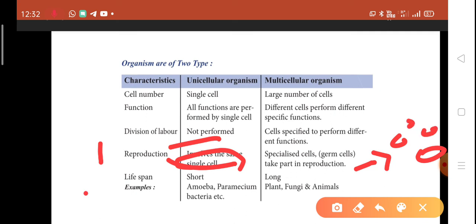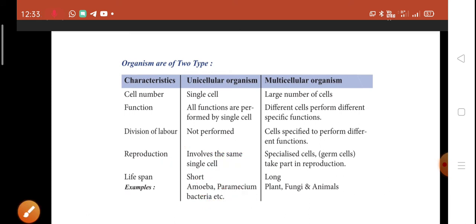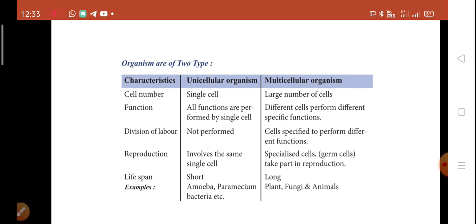Lifespan: this is a short time, and this is a long time. Our plants live a long life, animals live a long life, but amoeba and paramecium's lives are very short. So lifespan is very short here, and in multicellular it is very long. Okay, now we can go ahead.